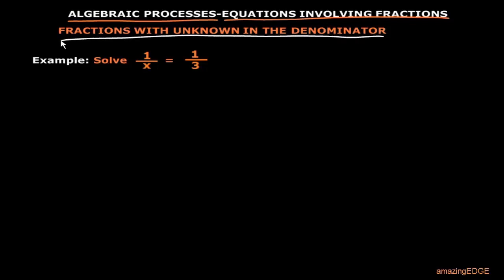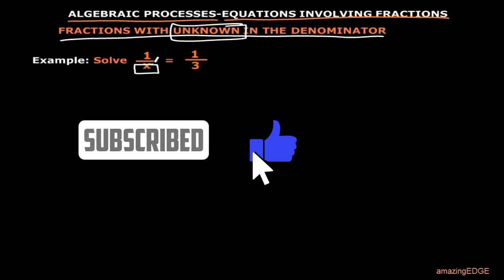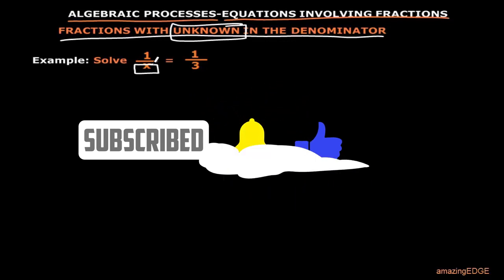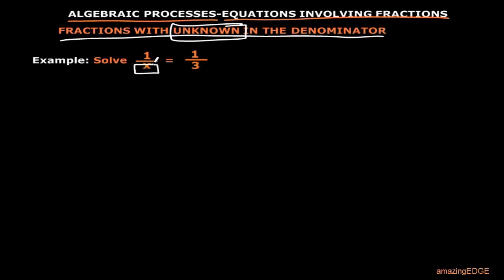So we have an example. We have to solve this equation. Solving this equation is simply to find the value of x for which this equation will be true. Here we have fractions with unknown in the denominator. The unknown is x, and this x is the denominator. So this is what we want to study: fractional equations that have the unknown as the denominator. That is where we are laying our emphasis in this lecture.